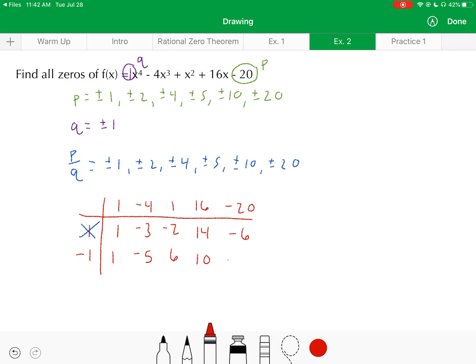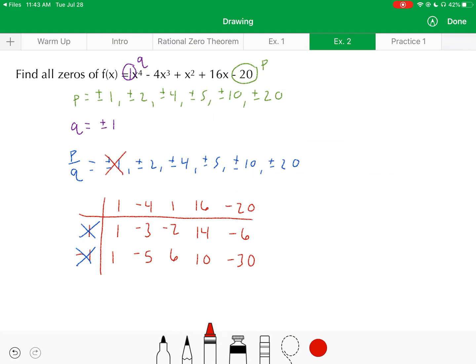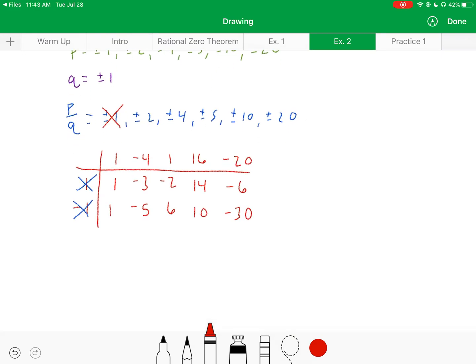Add it with -20, you get -30. Still don't have a remainder of 0, so cancel out the -1, and in your list here you can just cross both of those off. Okay, so now move to the next number in your list.